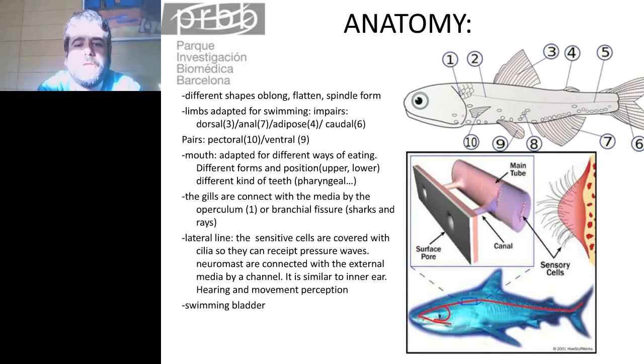Also, they have a swim bladder that allows them to move along the water column, going up and down without expending energy.